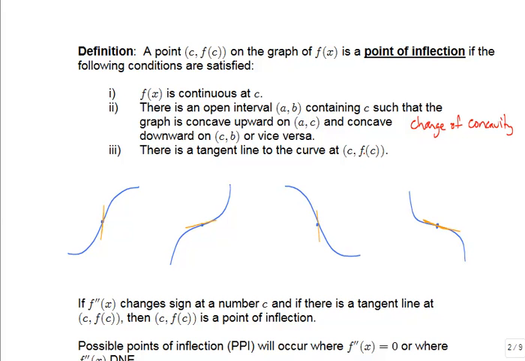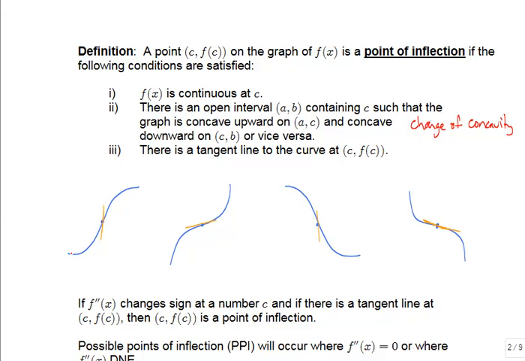Okay? So here are 4 different examples of what a point of inflection would look like. This first one is kind of like an S shape, and the reason why it's a point of inflection is because this point in the middle, where that center point is, that's your point of inflection.